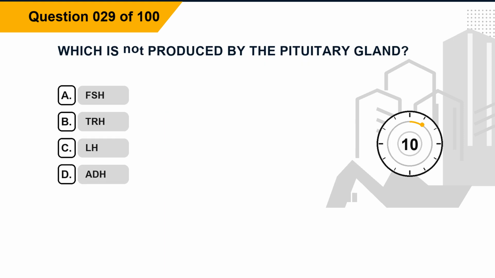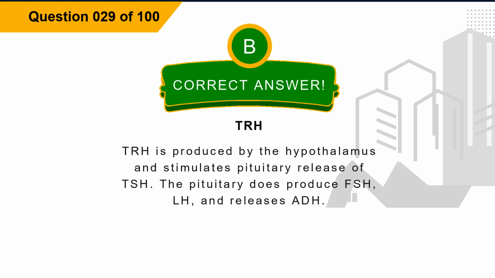Question 29. Which is not produced by the pituitary gland? Option A. FSH. Option B. TRH. Option C. LH. Option D. ADH. The correct answer is option B. TRH. Explanation. TRH is produced by the hypothalamus and stimulates pituitary release of TSH. The pituitary does produce FSH, LH, and releases ADH.